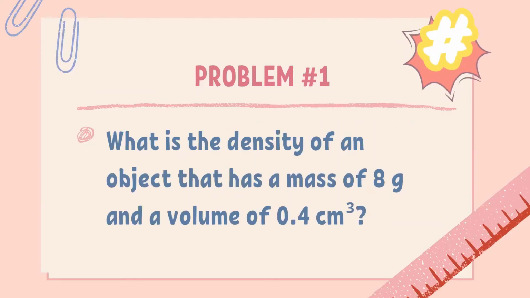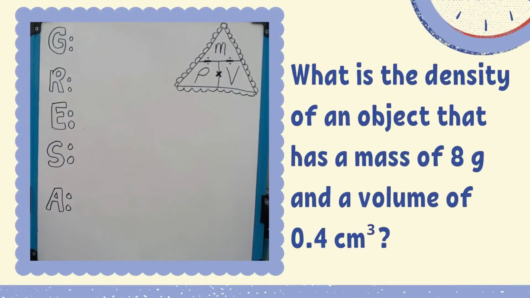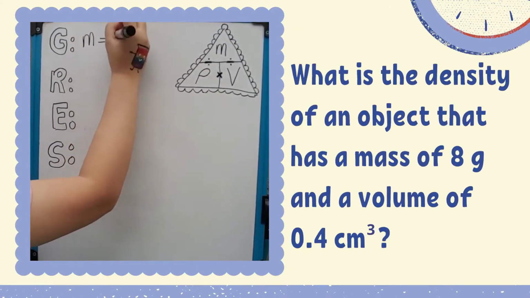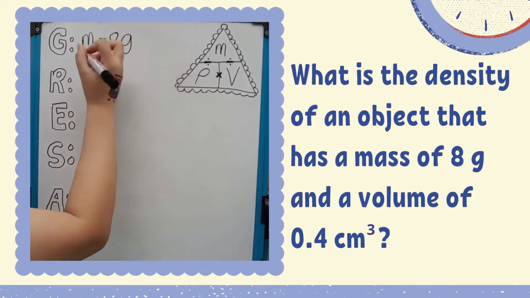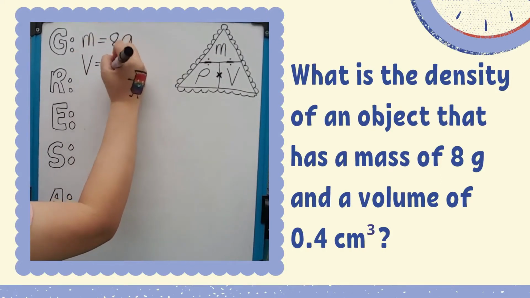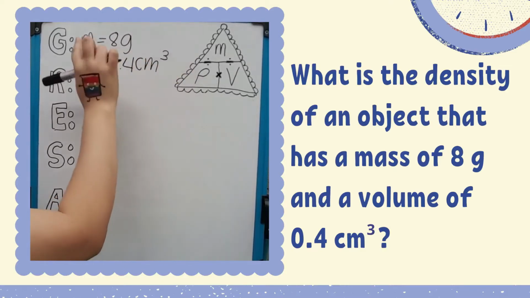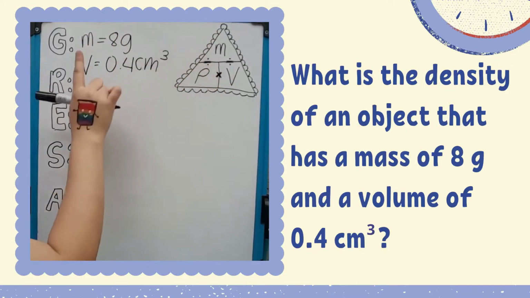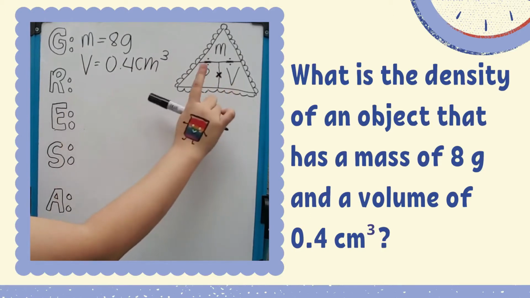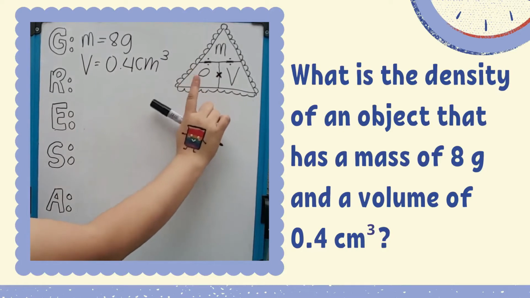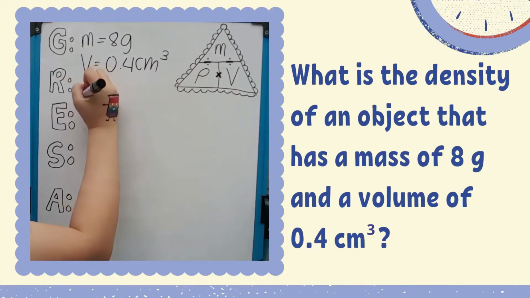Problem number 1. What is the density of an object that has a mass of 8 grams and a volume of 0.4 centimeter cubed? Given: mass is equal to 8 grams. Volume is equal to 0.4 centimeter cubed. Since we are given the mass and the volume, the density is the required quantity.